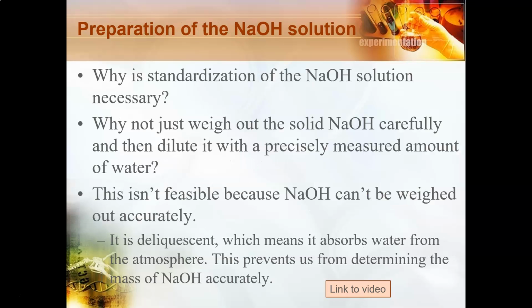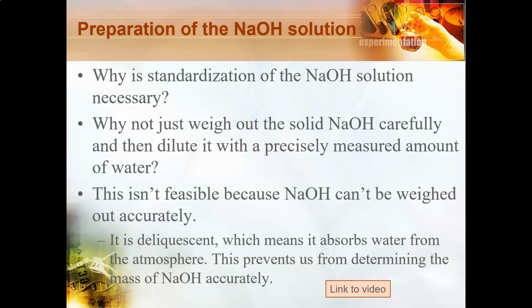So why do we have to standardize the sodium hydroxide solution? Why can't we just take some solid NaOH and then weigh it on the balance very carefully and determine its mass, and then dissolve it in a very precisely measured amount of water? Well, the reason we can't do that is because we can't weigh out sodium hydroxide accurately. And the reason that we can't do that is because it is deliquescent. And what that means is that it absorbs water from the atmosphere.